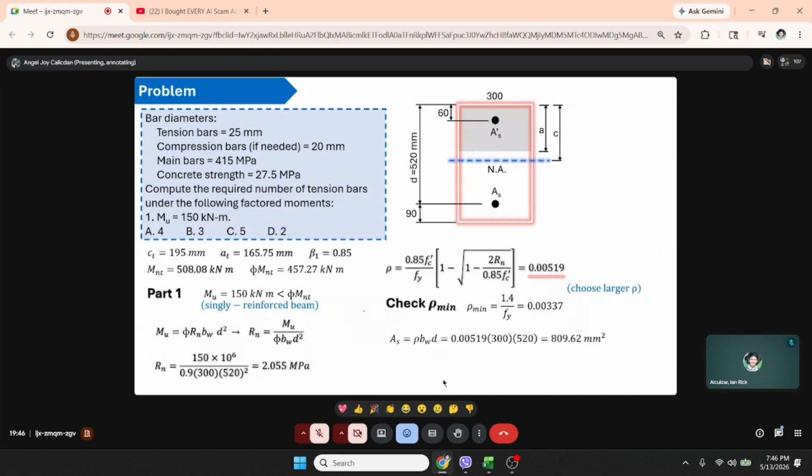And rearranging sa katong rho na formula, As over bw d, tas cross multiply. So, we have As equals rho bw d. So, substitute ang nakuha. Wait lang, guys.